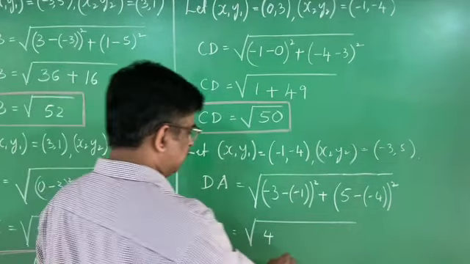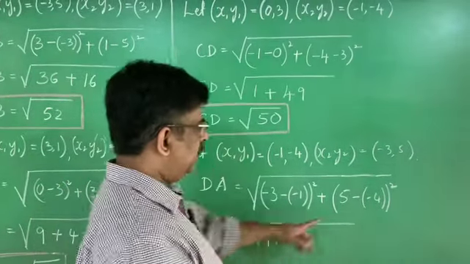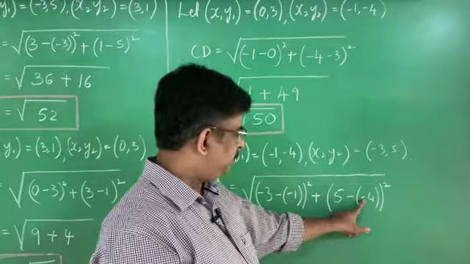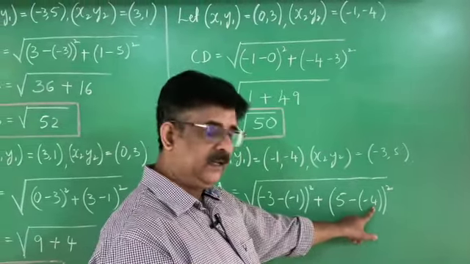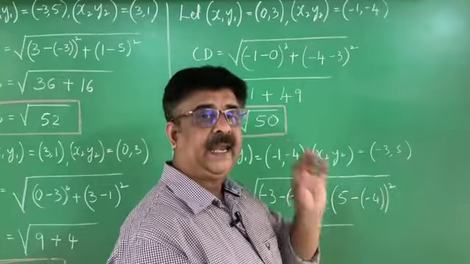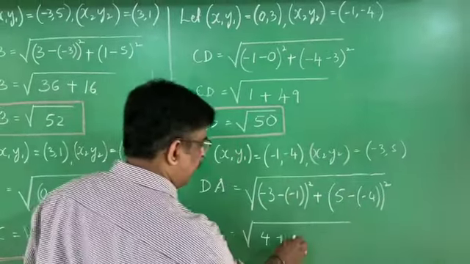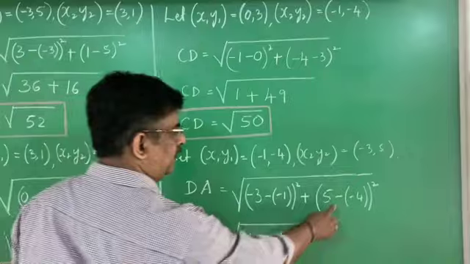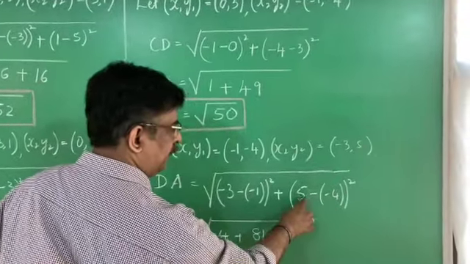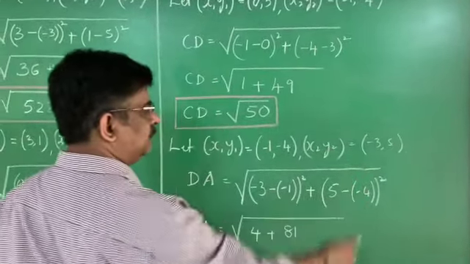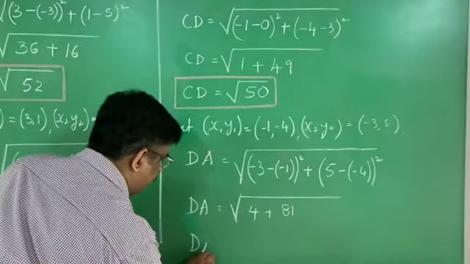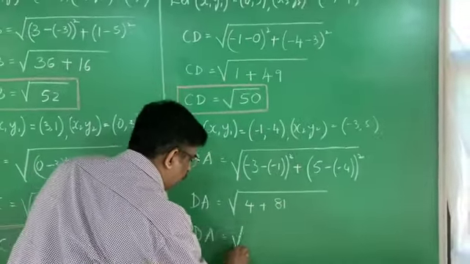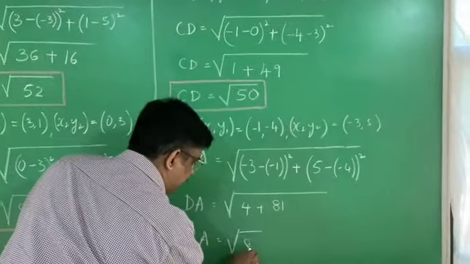-2 square is 4. The next is plus, minus into minus plus, 5 plus 4. 5 plus 4 is 9. 9 square is 81. 4 plus 81. dA is equal to square root of 4 plus 81, which is 85.